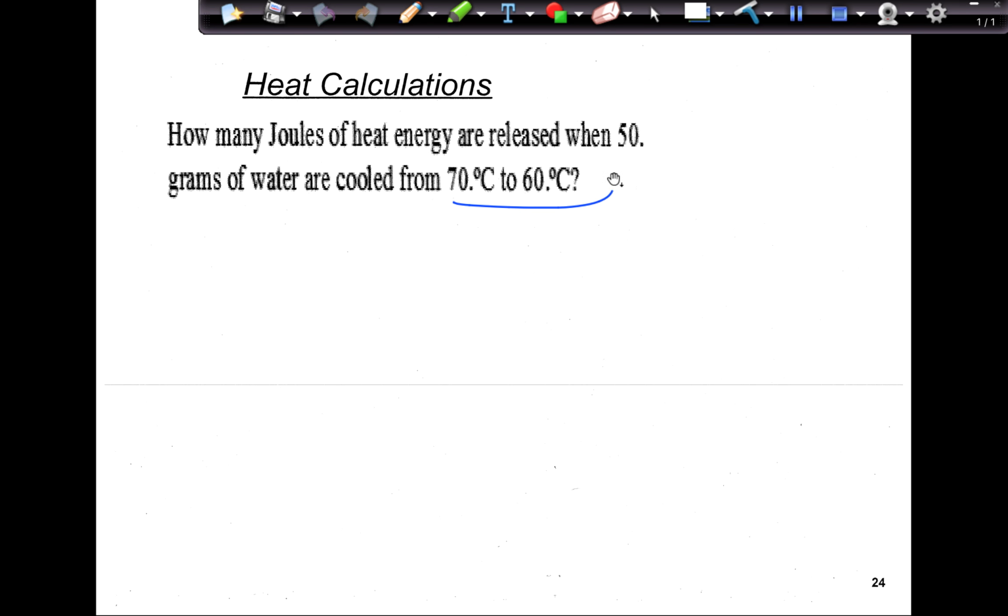We talk about heat calculations. If we're talking about a change in temperature, we're going to look on table T and we're going to use the formula Q equals MC delta T.